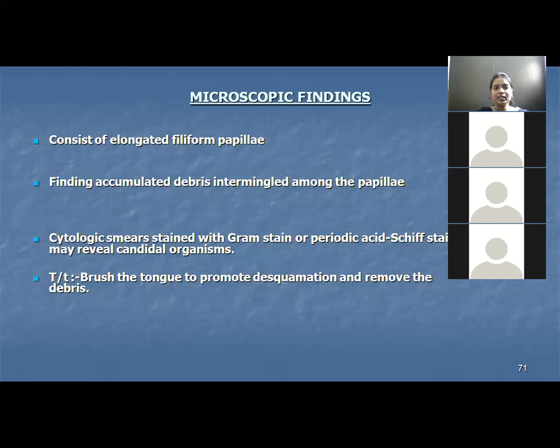Bacterial accumulation is there, infection is there, so inflammatory infiltrate is there. Chronic inflammatory infiltrate is there among the papillae. The cytological smear stained with gram stain or PAS stain reveals the candida organism. This PAS stain reveals what? Candidal hyphae. Okay. The treatment for this lesion or developmental disturbance is brush the tongue to promote desquamation and remove the debris.